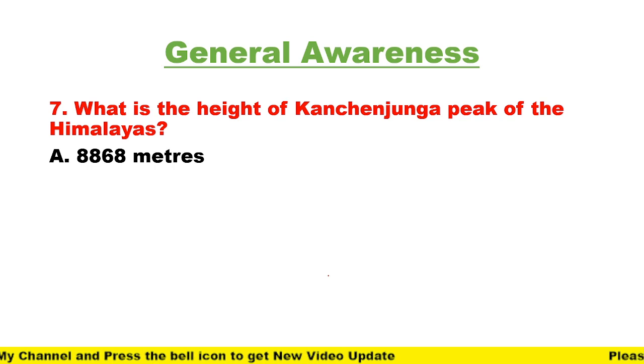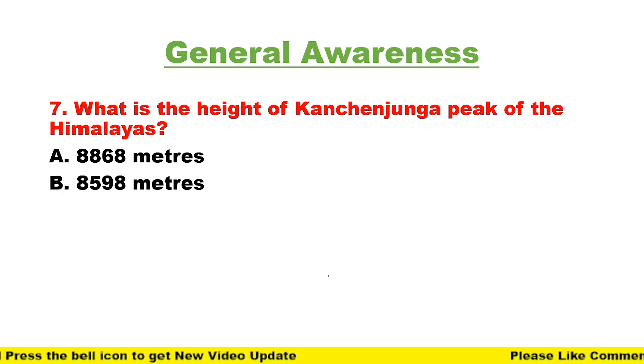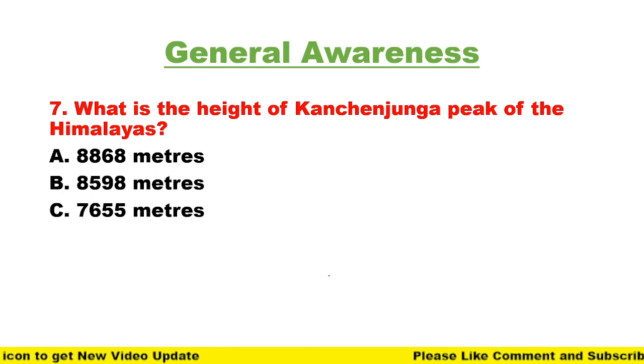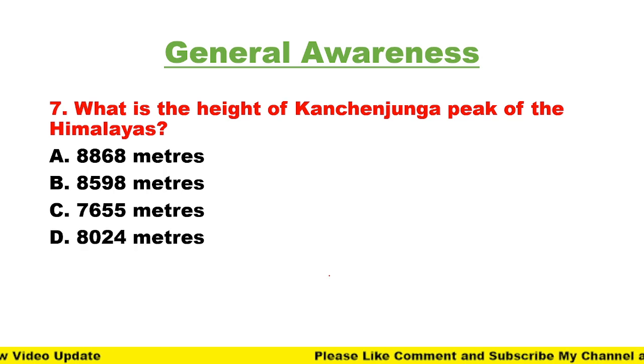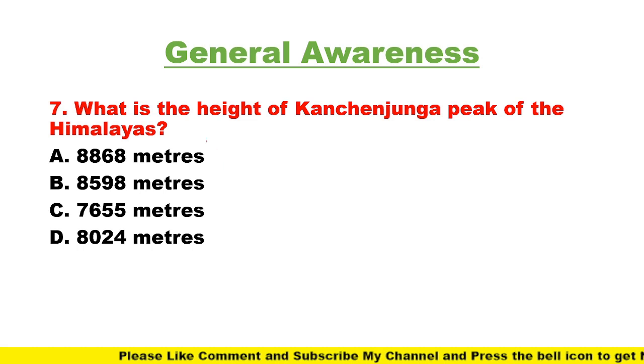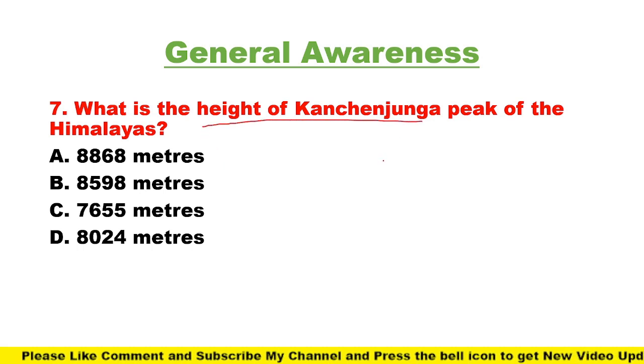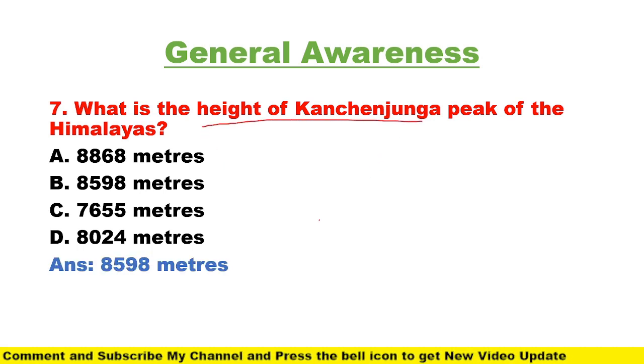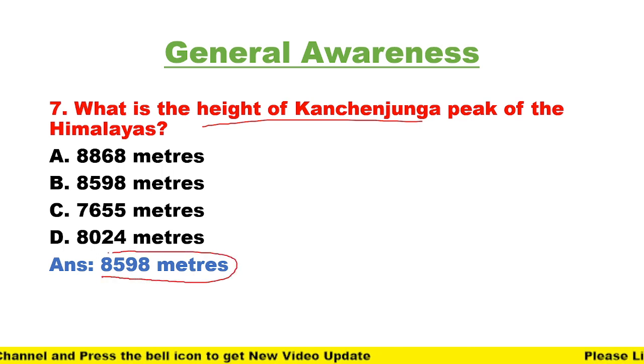Next, what is the height of Kanchenjunga, peak of Himalayas? Options: 8,868 meters, 8,598 meters, 7,655 meters, 8,024. So what is the height of Kanchenjunga peak? The answer is 8,598 meters.